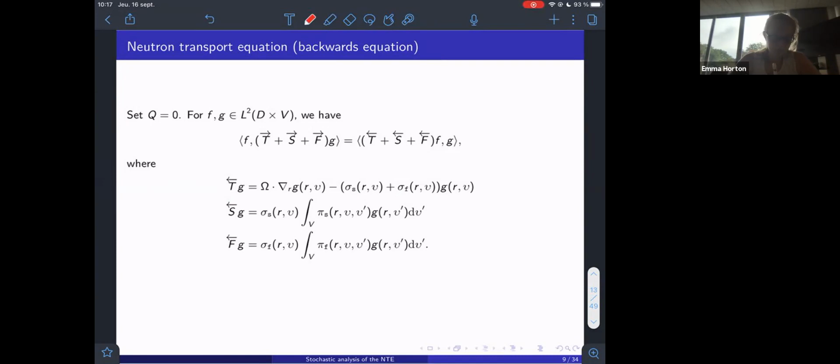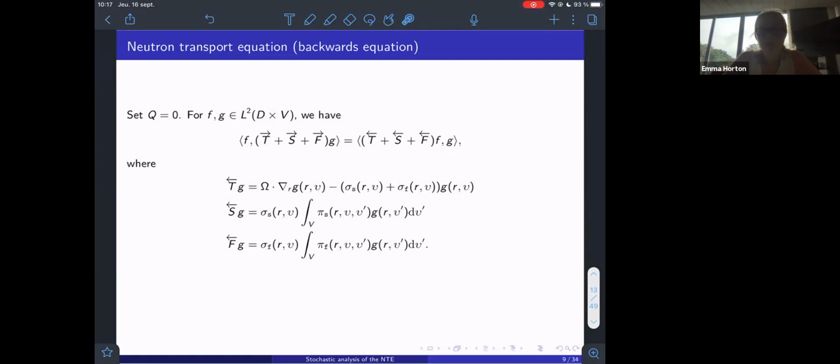First of all, I'm going to set Q, the source term, to be 0. We do this in fissile systems because eventually, over time, the fission that comes from the collisions between neutrons and nuclei overwhelms the source term. So I'm going to set Q to be 0.